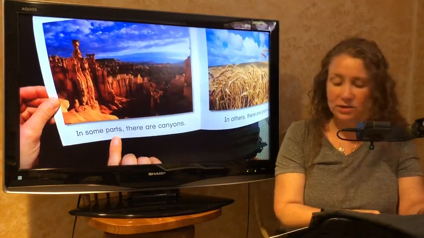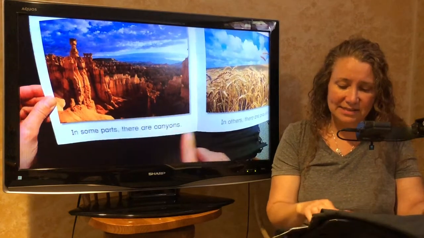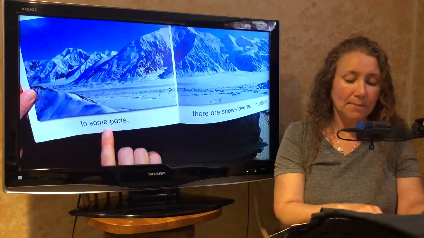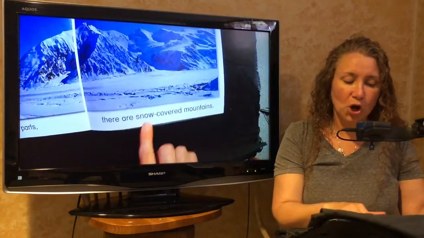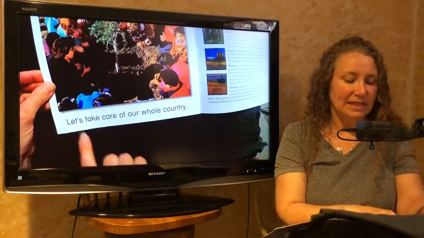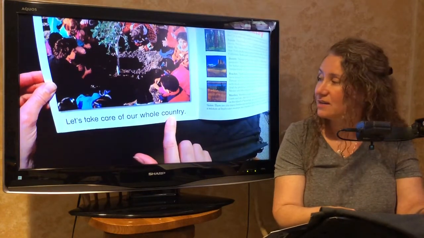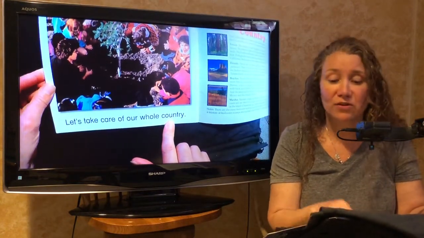In some parts, there are canyons. In others, there are prairies. In some parts, there are snow-covered mountains. Let's take care of our whole country.